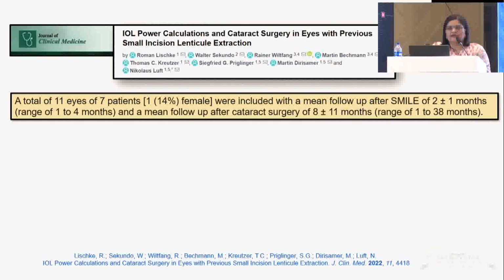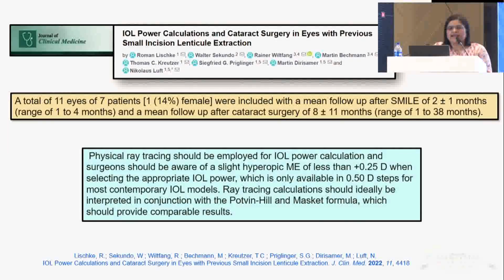This particular study is a real-life study where a total of 11 eyes of 7 patients were included, with a mean follow-up after SMILE of 2 plus or minus 1 month and a mean follow-up after cataract surgery of around 8 plus or minus 11 months. They found that physical ray tracing should be employed for IOL power calculation. Here they used the OKULIX software for the physical ray tracing, and they found that this was better as compared to the formulas, which were Haigis-L and Masket, but they should ideally be compared and then decided what we have to do.